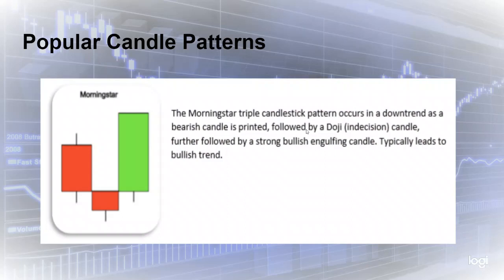So the morning star. This is a triple candlestick pattern that occurs in a downtrend as a bearish candle is printed, followed by a doji indecision candle, further followed by a bullish engulfing candle, and leads to a bullish trend.